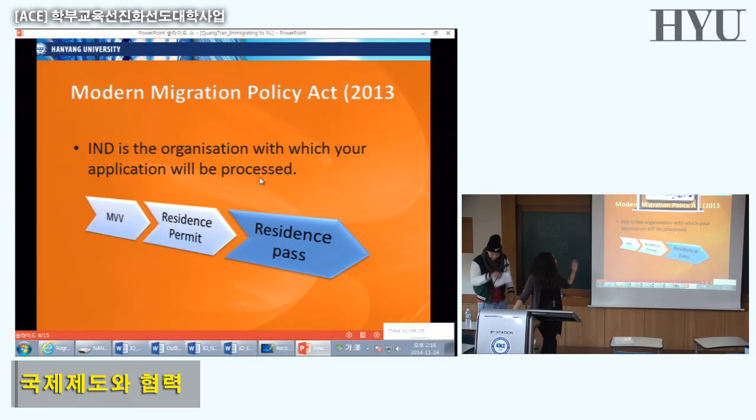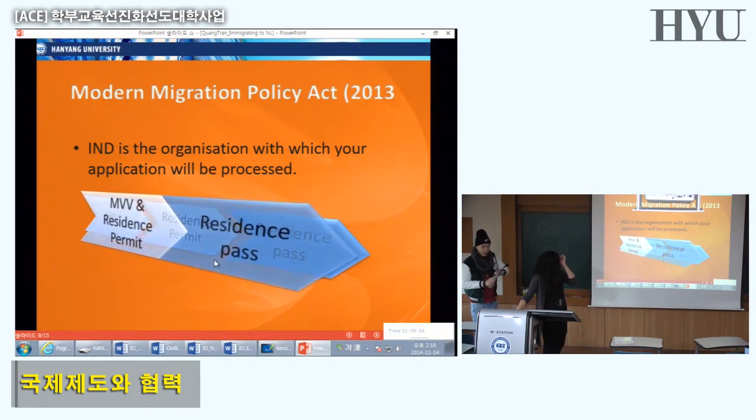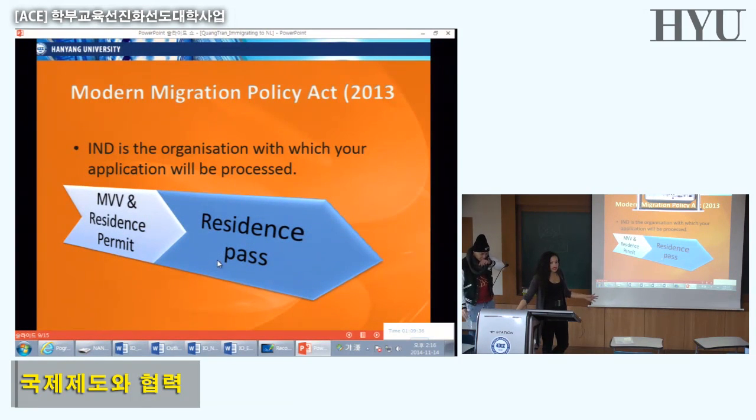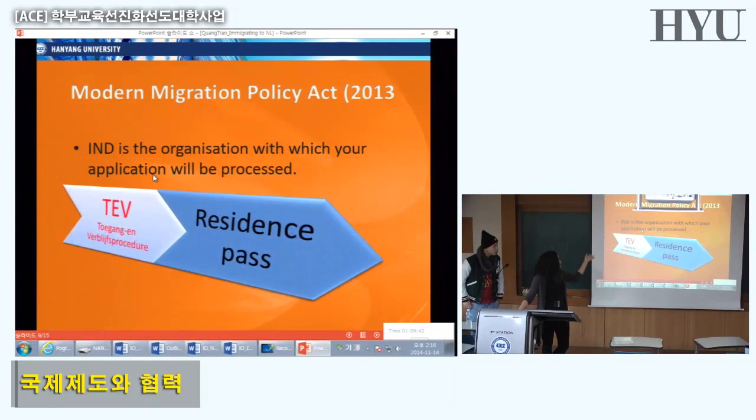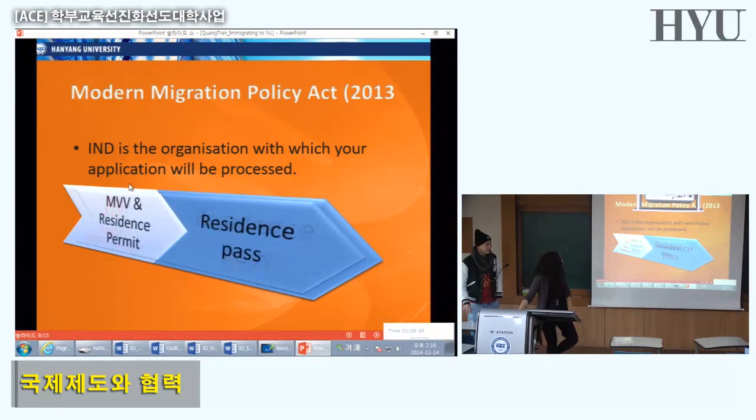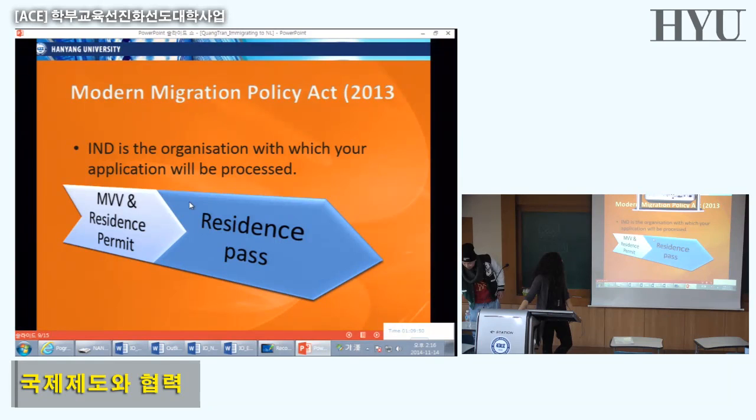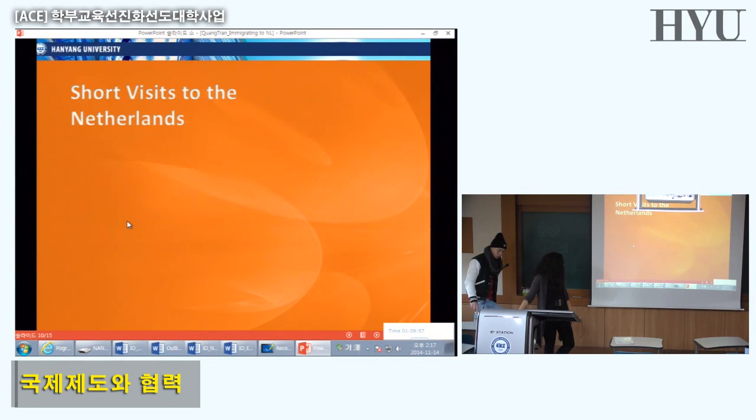Okay, so here you talk about the MVV and the residence permit. But actually, they just changed it recently, and they put the MVV and the residence permit together, so you don't have to apply for it separately anymore. Now it's called the toegang en verblijf procedure, and it's all in one step. So you don't need to do the MVV thing anymore. They do it for you when you do the residence permit.